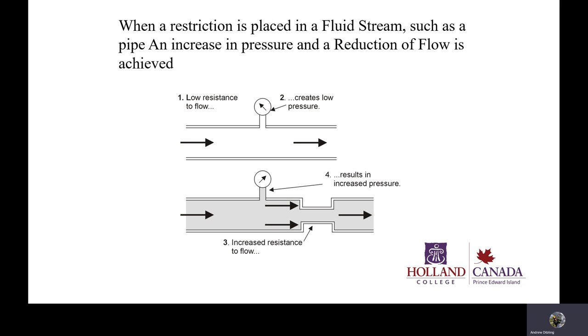this is a little different. When a restriction is placed in a fluid stream, such as in a pipe, an increase in pressure and a reduction of flow is achieved. So this is known as Bernoulli's principle. Bernoulli had found that when you increase the velocity of a fluid, you reduce its pressure. And when you reduce the velocity of the fluid, you increase its pressure.